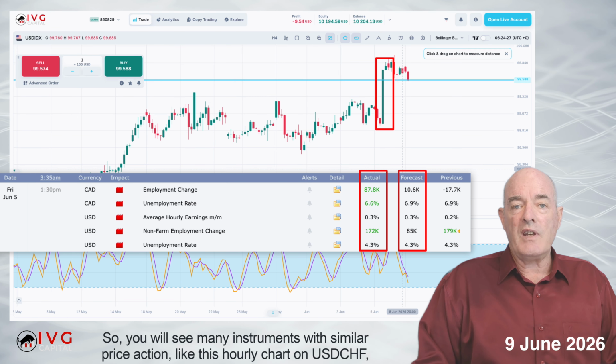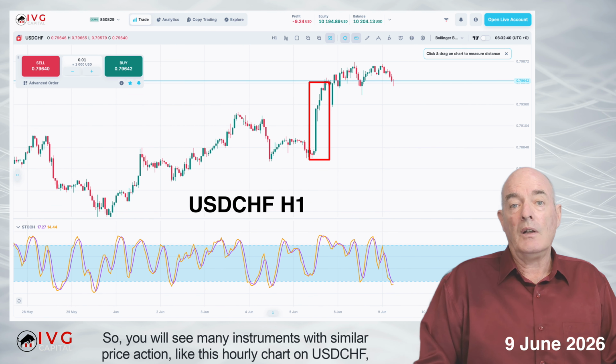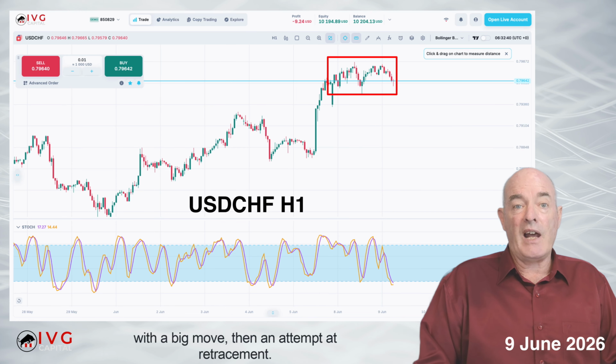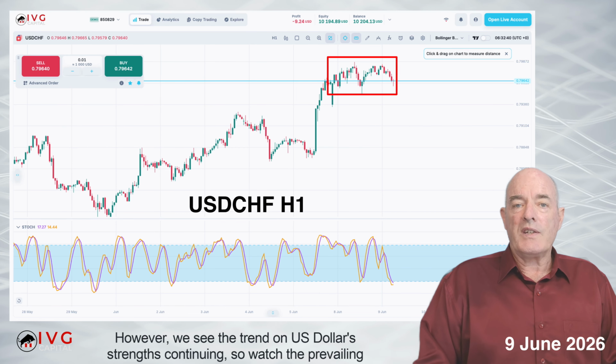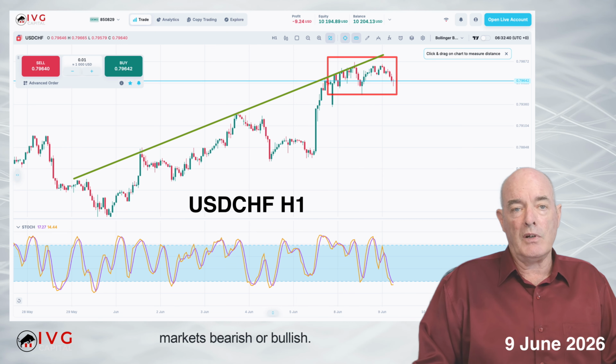So, you will see many instruments with similar price action, like this hourly chart on dollar Swiss, with a big move, then an attempt at retracement. However, we see the trend on US dollar strength continuing, so watch the prevailing markets, bearish or bullish.